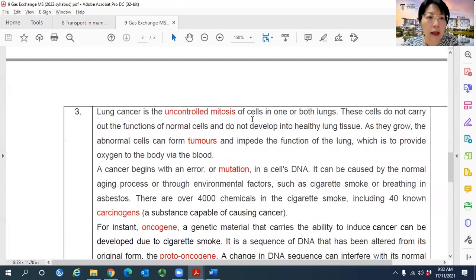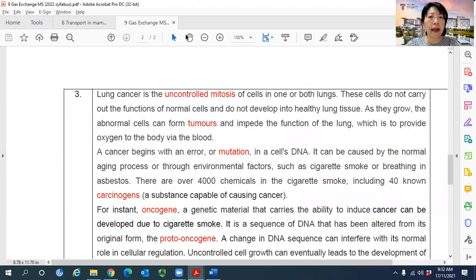So let's look at the answer. Lung cancer is the uncontrolled mitosis, or you can say uncontrolled cell division, of the cells in one or both lungs. So this is defining what cancer is: uncontrolled cell division or uncontrolled mitosis. These cells do not carry out the functions of normal cells and do not develop into healthy lung tissue. As they grow, the abnormal cells can form tumors and impact the function of the lung, which is to provide oxygen to the body via the blood.